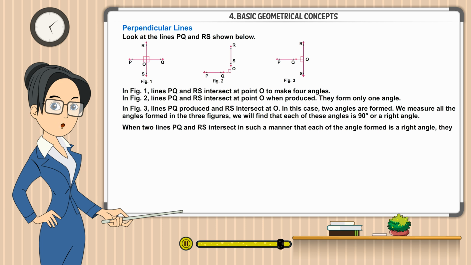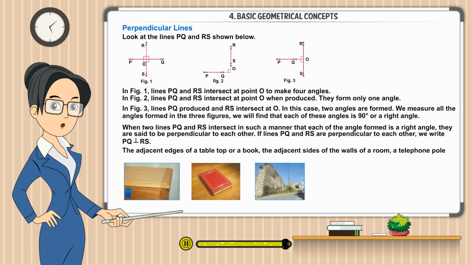When 2 lines PQ and RS intersect in such a manner that each of the angles formed is a right angle, they are said to be perpendicular to each other. If lines PQ and RS are perpendicular to each other, we write PQ perpendicular to RS. The adjacent edges of a tabletop or a book, the adjacent sides of the walls of a room, a telephone pole standing on the pavement are some practical examples of perpendicular lines.